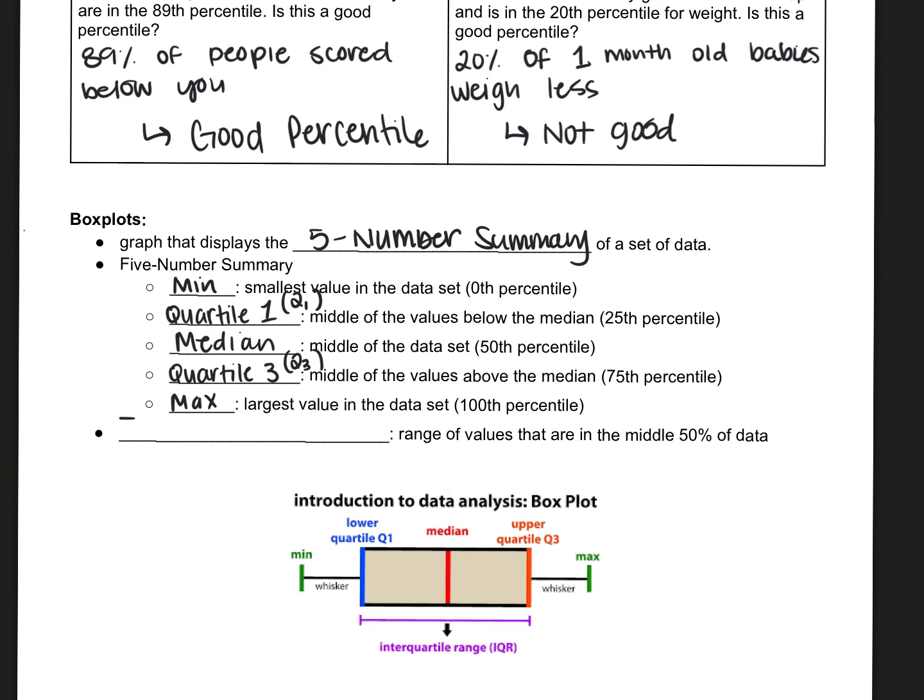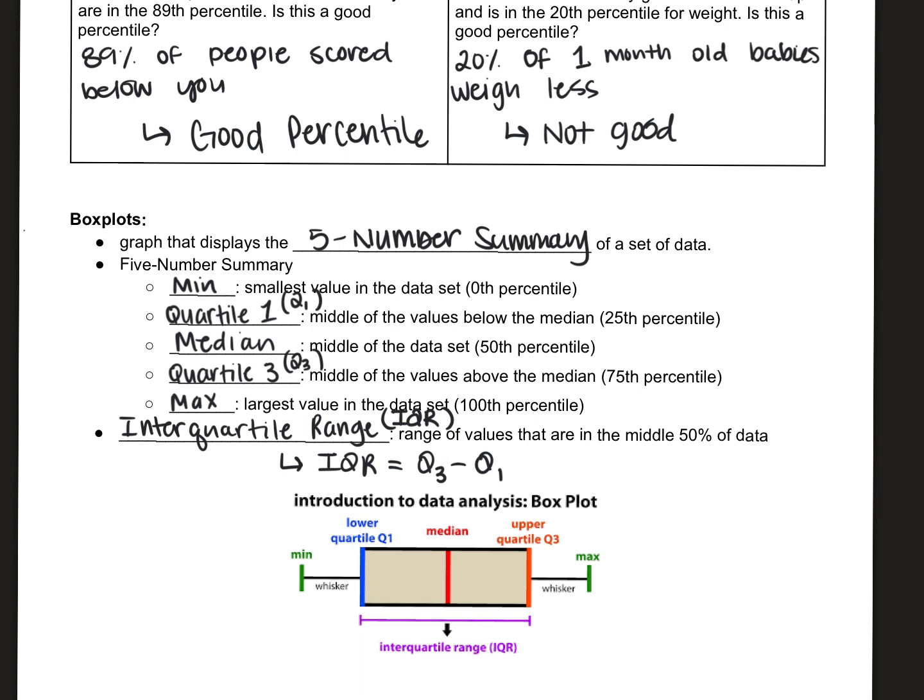And then the last thing we have is something called the interquartile range, which is abbreviated IQR. And it is the range of values that are in the middle for 50% of your data. So the IQR is calculated by taking quartile 3 and subtracting quartile 1. So it gives you the range for the middle 50%.